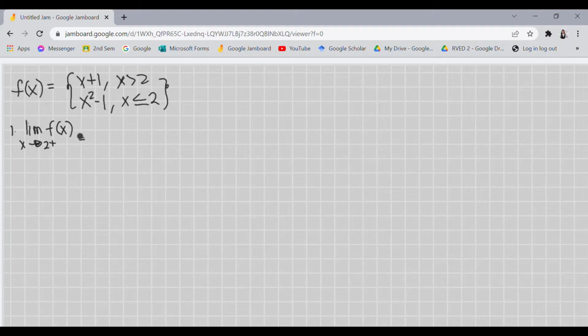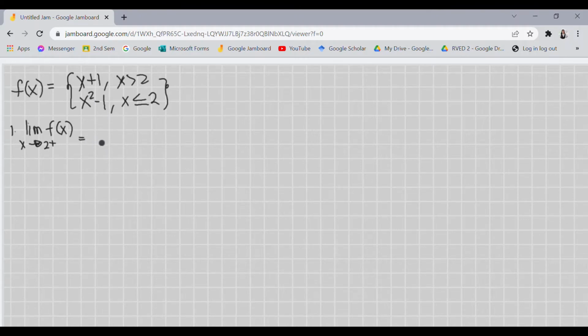So when we say right-hand, that means greater values of x, that is greater than 2 or closest to 2 on the right side. So that includes 2.1, 2 point something. So we can use 2.001 since we are talking about the closest. If x is 2.001, if we follow this equation, x plus 1, that gives you 2.001 plus 1, which is equal to 3.001. So, using the first equation, your answer is 3.001.